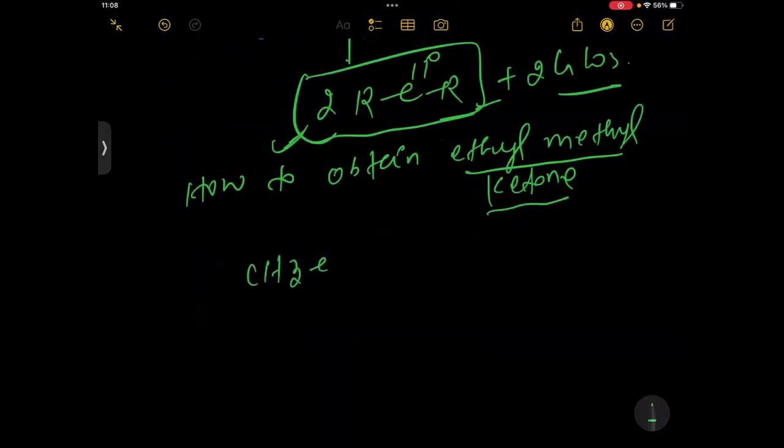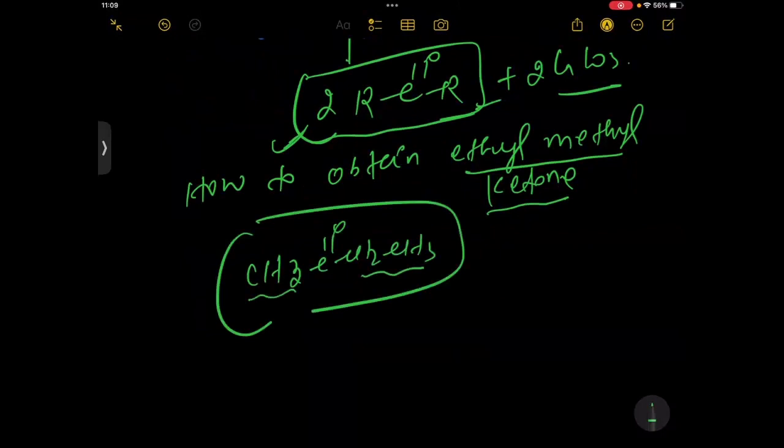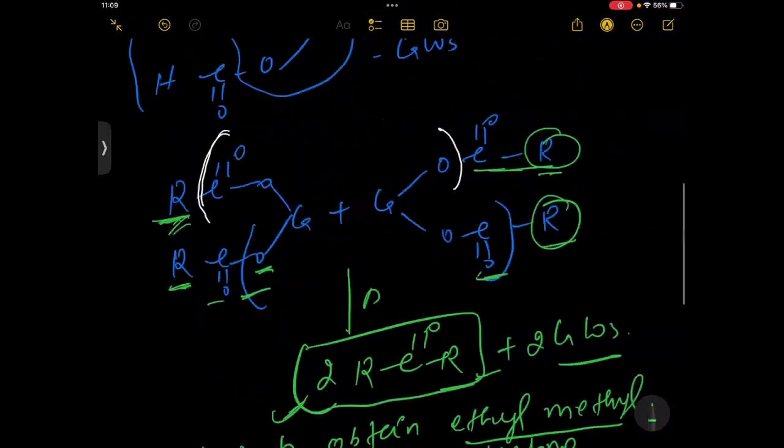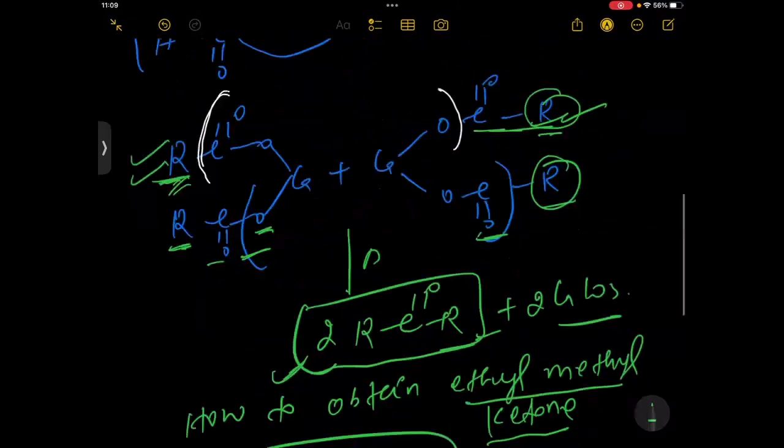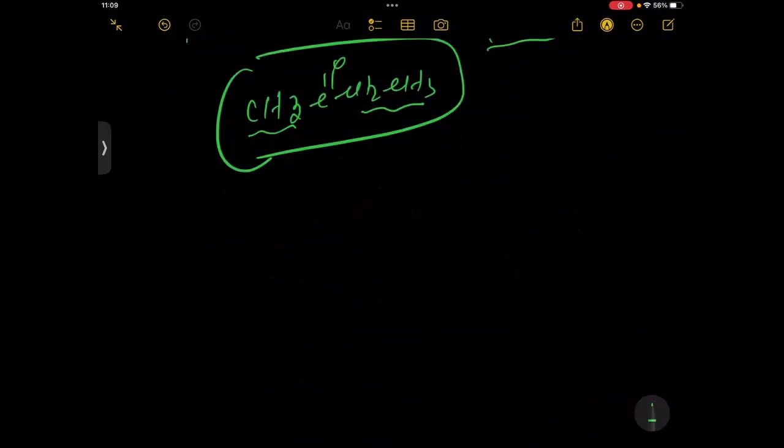CH3 C double bond O CH2 CH3. This is called ethyl methyl ketone. So, how to obtain, students? That's so simple. This side you write the methyl, this side you write the ethyl, or this side you write the ethyl, this side you write the methyl. Okay. See here. I write the example here.